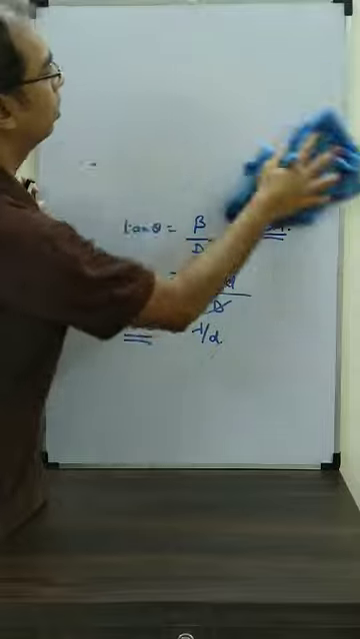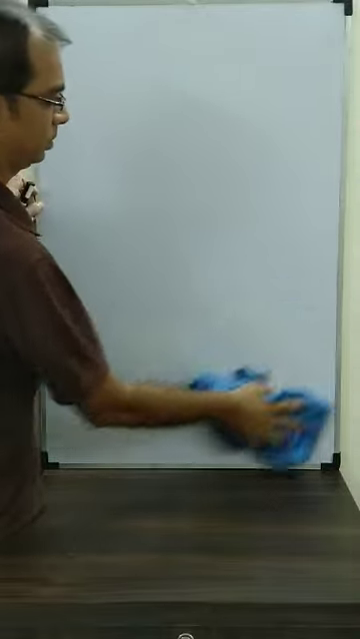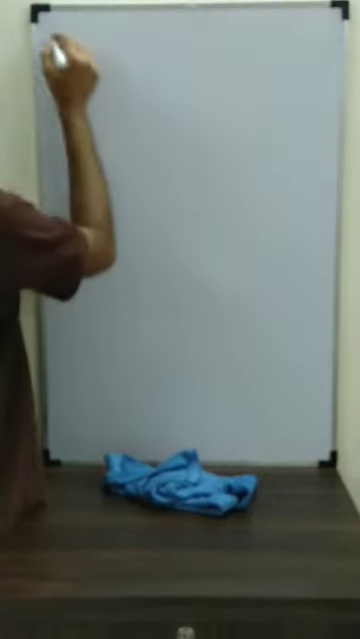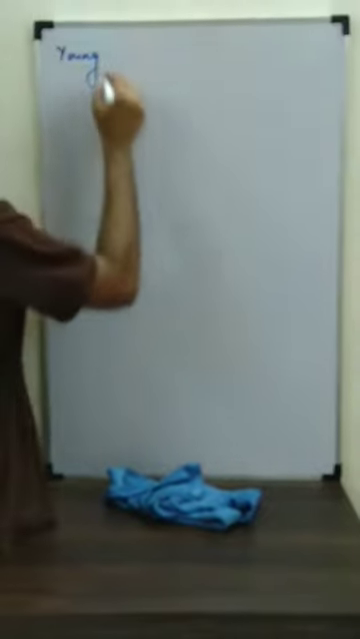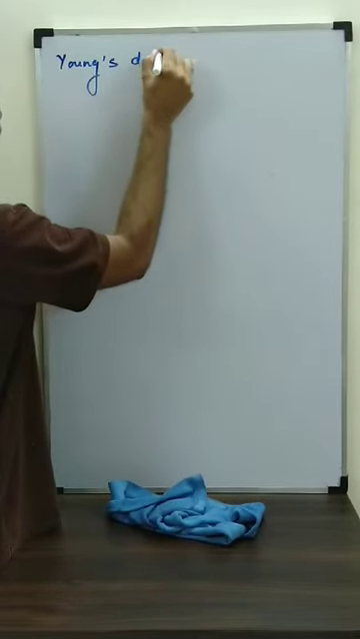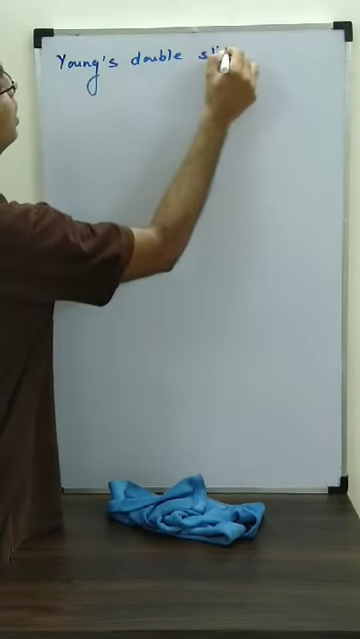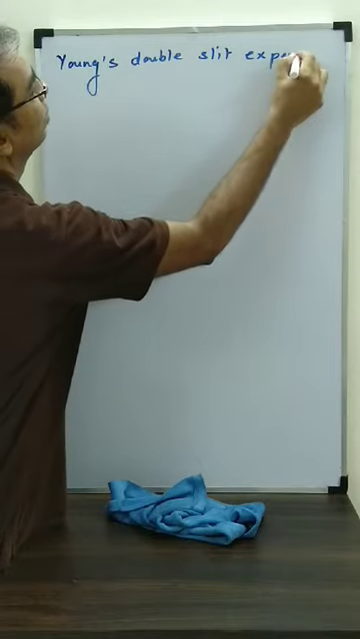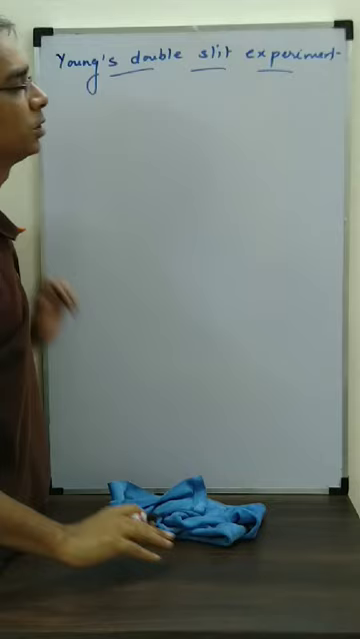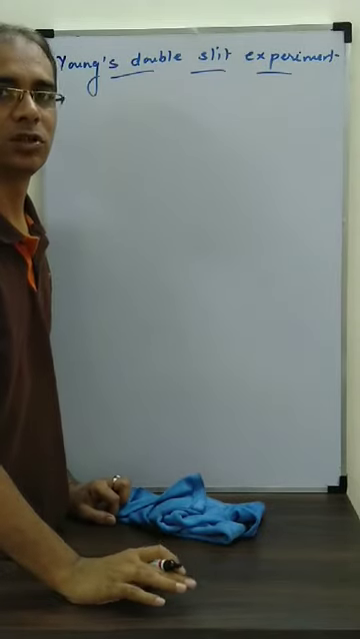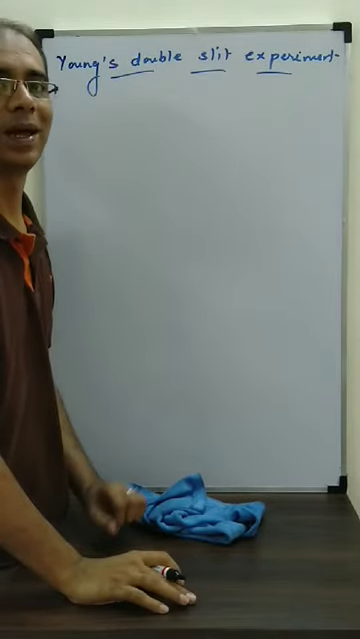Now we are going to discuss Young's double slit experiment, YDSE. Its entire chapter is based on this, but first we are doing the problems. So you understood what it is. Now we are entering into the experiment. Young was the scientist who proved that there is a wave nature of light. And how did he prove it? By interference.